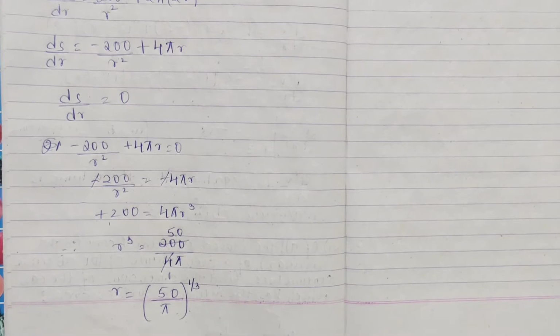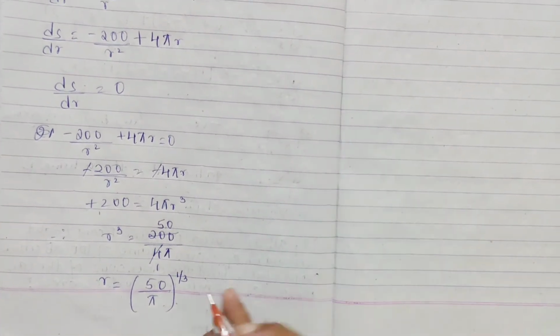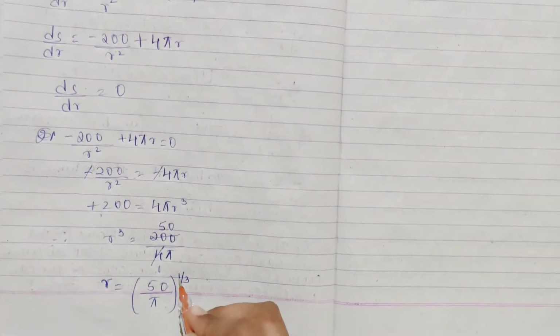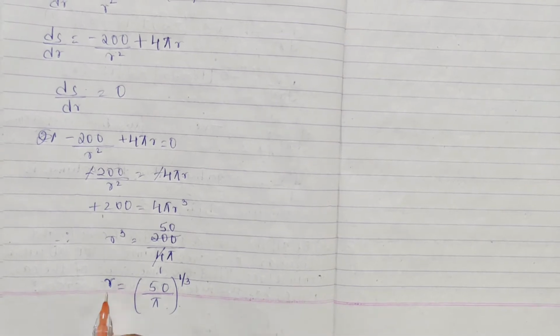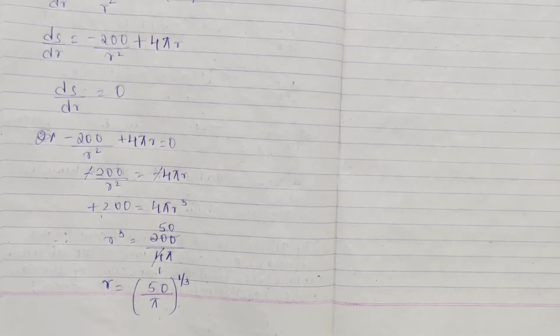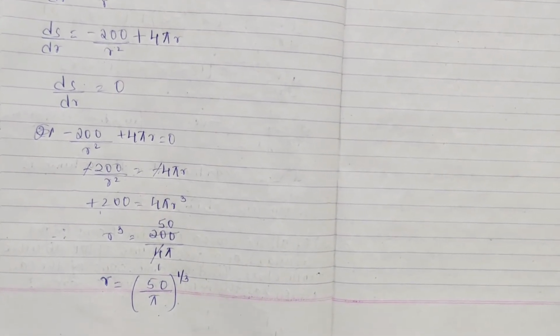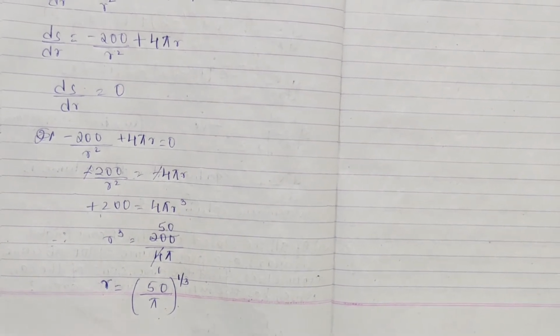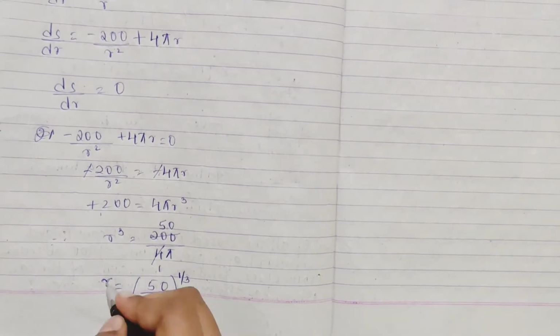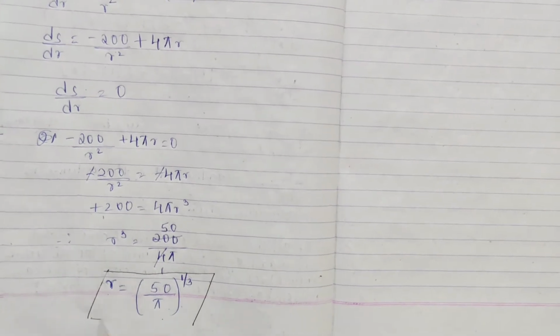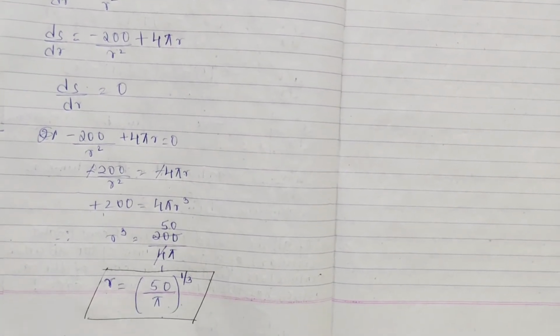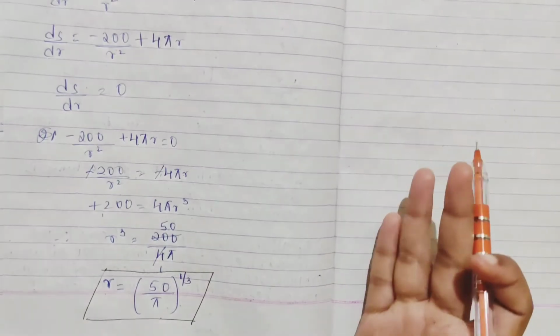Okay, this you have learnt. When you're finding r, when the cube goes to the other side, it becomes 1 by 3. So the r value you have got as 50 by pi raised to 1 by 3, and this only they had asked, right? They had asked the dimensions. R value you have got. They have said to find h also, right? See, now how we have solved the problems.